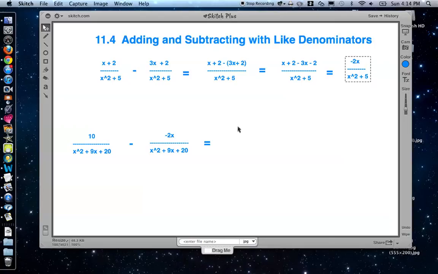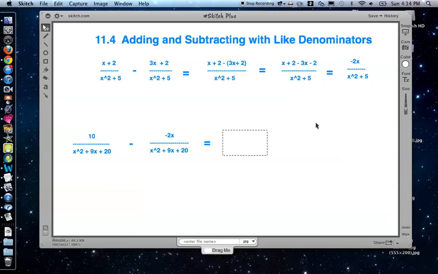Okay. The second example that I have down here is the one that's going to make this a little bit more interesting of a lesson, because you're going to need to do some factoring as well. So here is the expression 10 over x squared plus 9x plus 20, minus negative 2x over x squared plus 9x plus 20. The very first step is going to be to do 10 minus negative 2x.